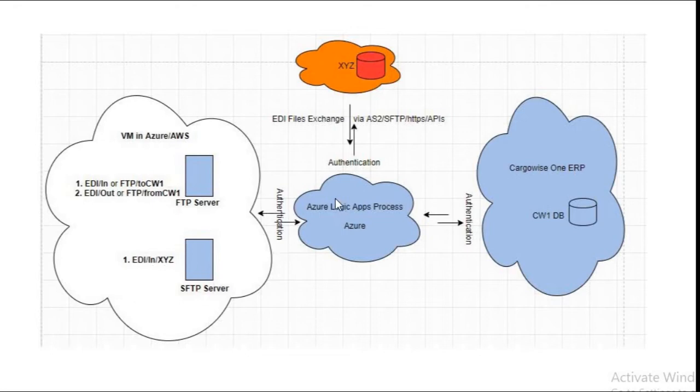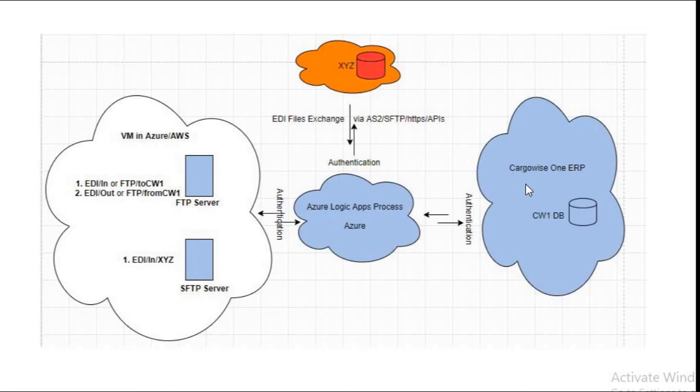then from here we will run some logic apps process, inbound process, by which it can translate this EDI file into a format which Cargowise One understands, like universal shipment or universal event, and that process can push the translated file which Cargowise One can understand into this particular EDI in or FTP to Cargowise One folder. And once we push the file to this particular folder, it can again trigger another logic app process which will post the file to Cargowise One. So that is for an inbound process.